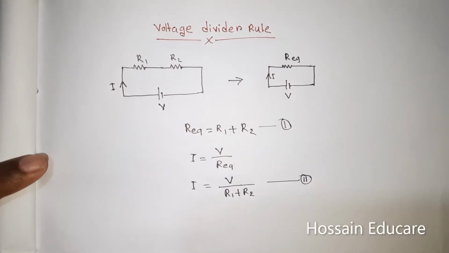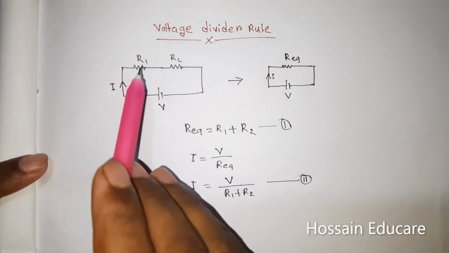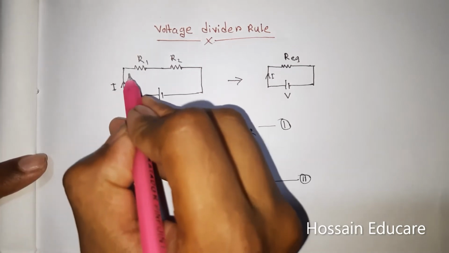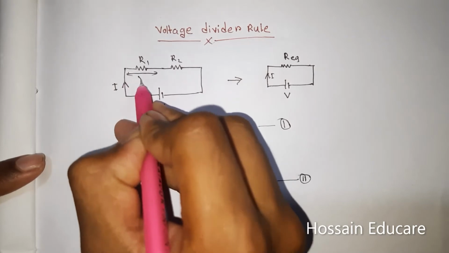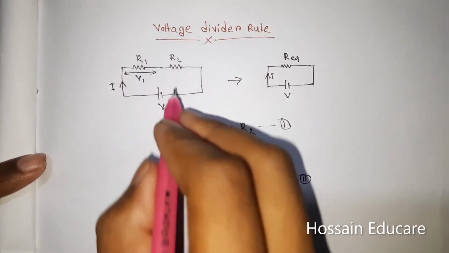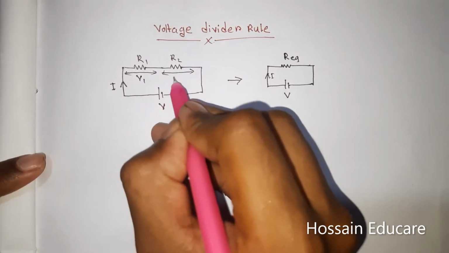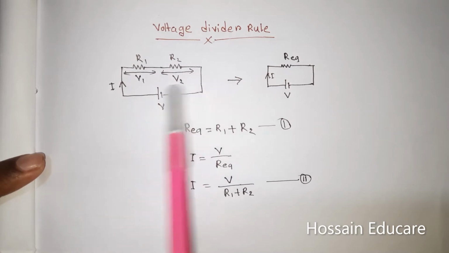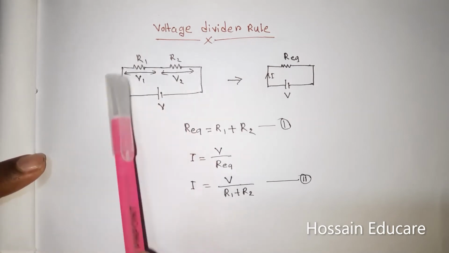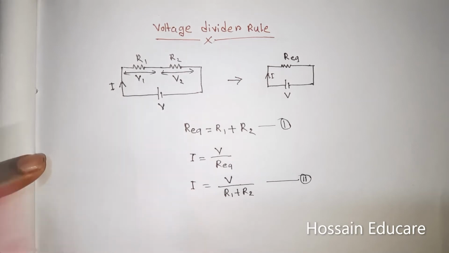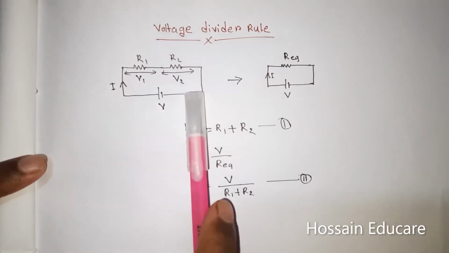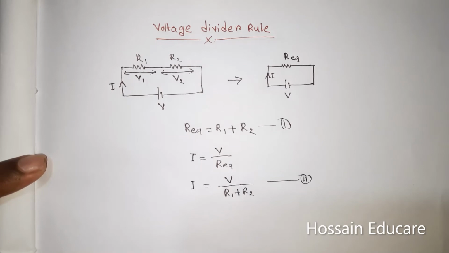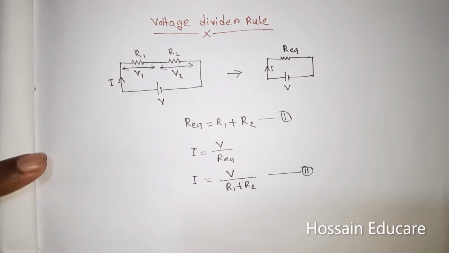And from the first circuit, the voltage across R1 is V1, and the voltage across resistor R2 is V2. Here V1 and V2 sum to the total applied voltage V. V is equal to V1 plus V2. From this circuit, we calculate V1 and V2 in terms of the voltage V.